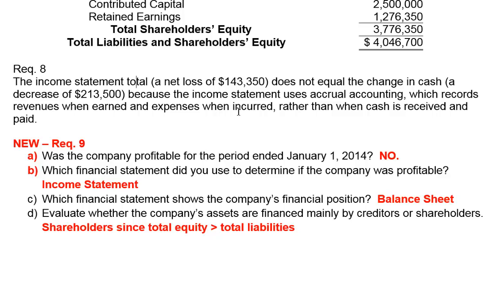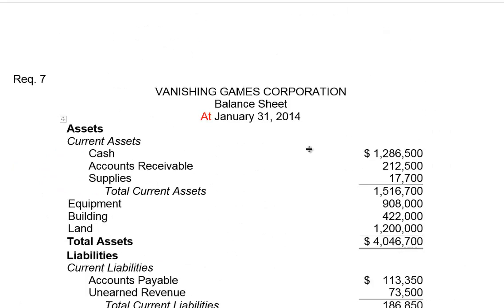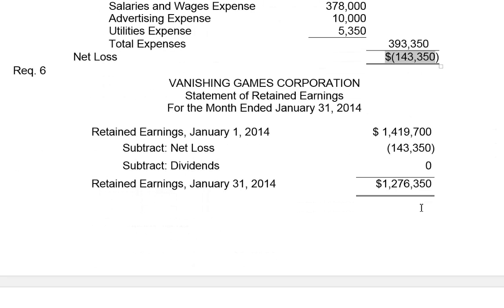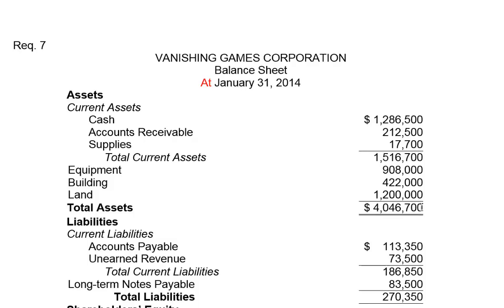Now, the new requirement was requirement 9. Was the company profitable for the period ending January 31st, 2014? The answer is no, because we know if we go back to the income statement, we have there a net loss of $143,350. So we would look to the income statement to tell us whether or not we're profitable.